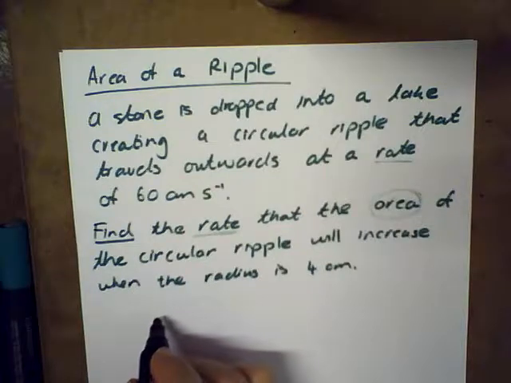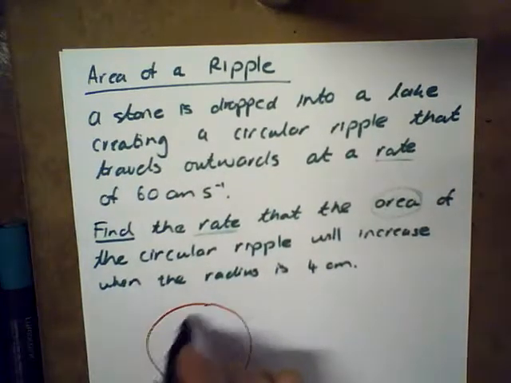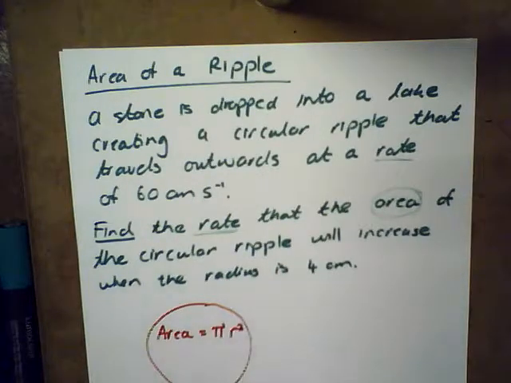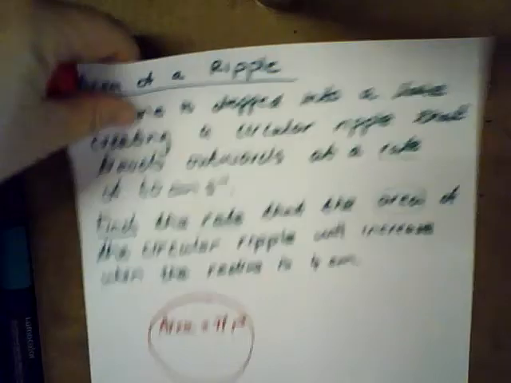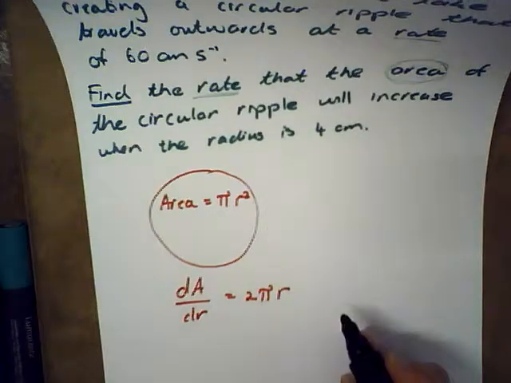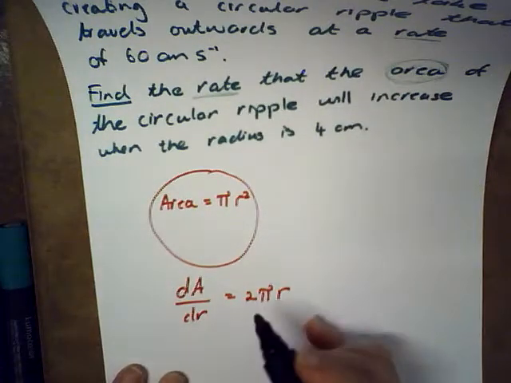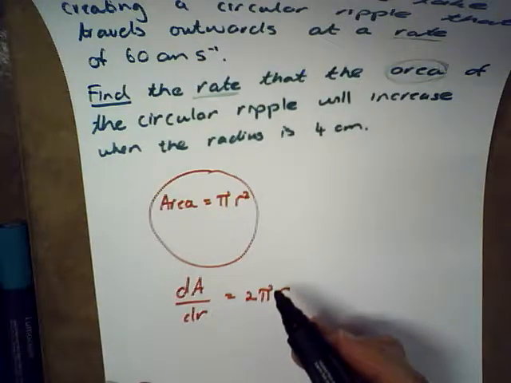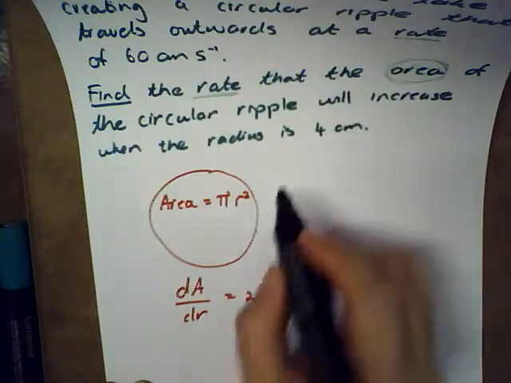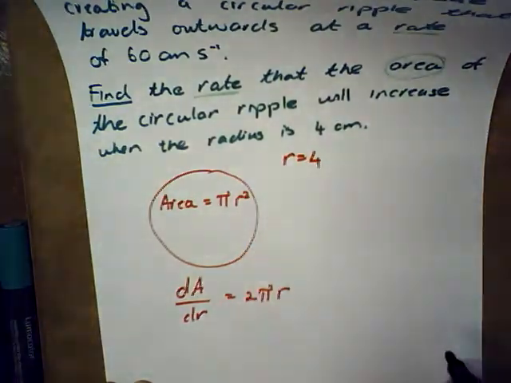Okay, I know that a circle has an area, and that area is pi r squared. I can find dA/dr. That would be the derivative of A with respect to r. So dA/dr equals 2 pi r. That is something that I know, okay? Just from knowing that I need to find the rate of the area when r is 4. So I'm just writing it all down in script.